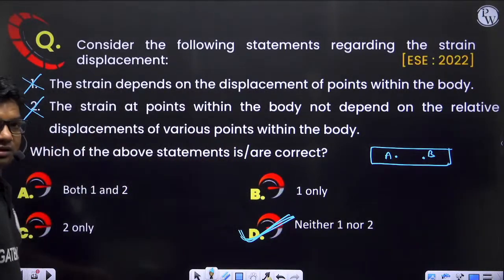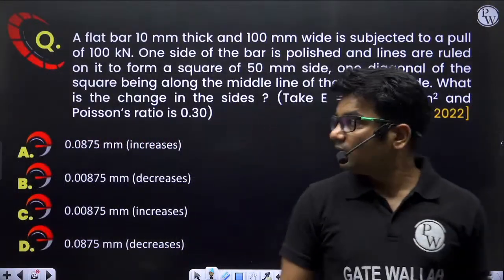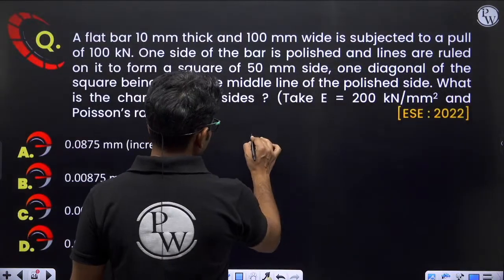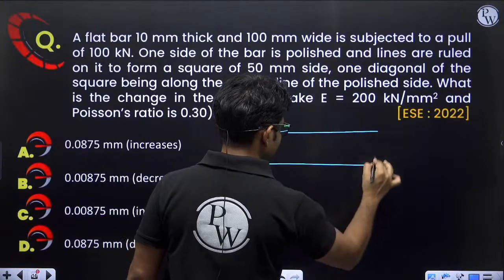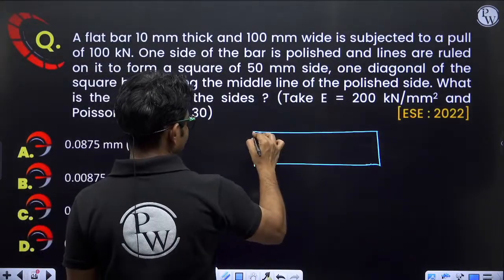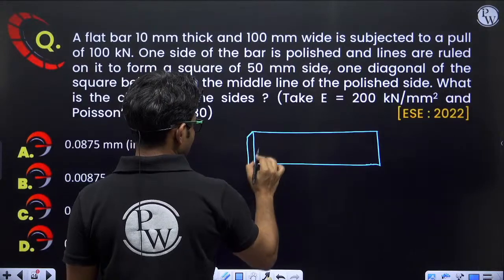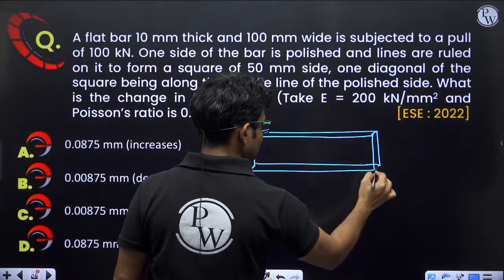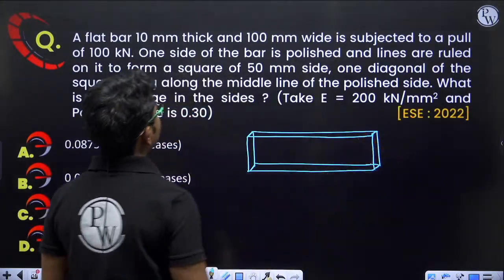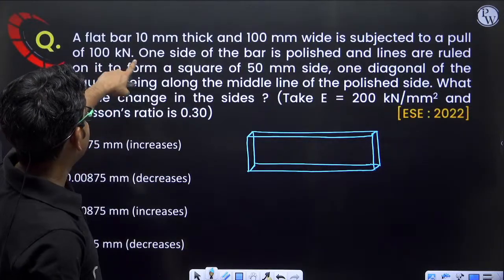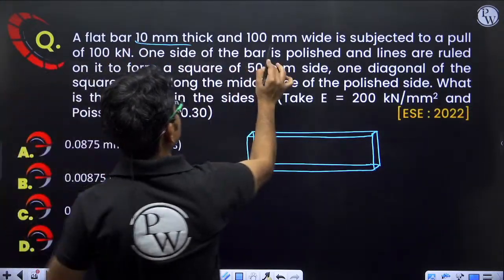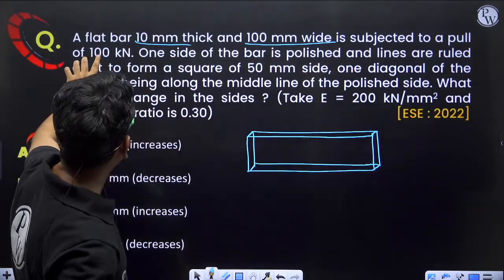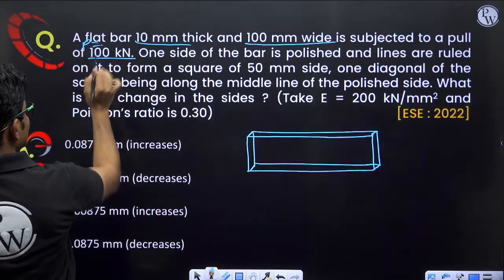Okay. Next question. A flat bar 10 mm thick and 100 mm wide is subjected to a pull of 100 kilonewton. So this is a flat bar, 10 mm thick, 100 mm wide. So thickness is 10 mm and width is 100 mm. So we know the cross section. Length is still not given, we'll see. It is subjected to a pull of 100 kilonewton. So this is the force P applied, tensile force.